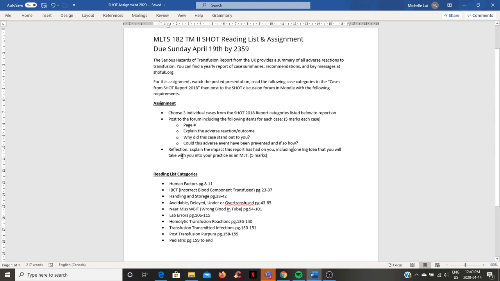And then I'd like you to give me a bit of a journal reflection in there as well. Explain the impact this report has had on you, including one big idea that you will take with you into your practice as a tech. This is affective domain learning, right? What are the attitudes that you're going to take with you into your work? That'll be worth 5 marks as well. So this assignment will be worth a total of 20 marks.